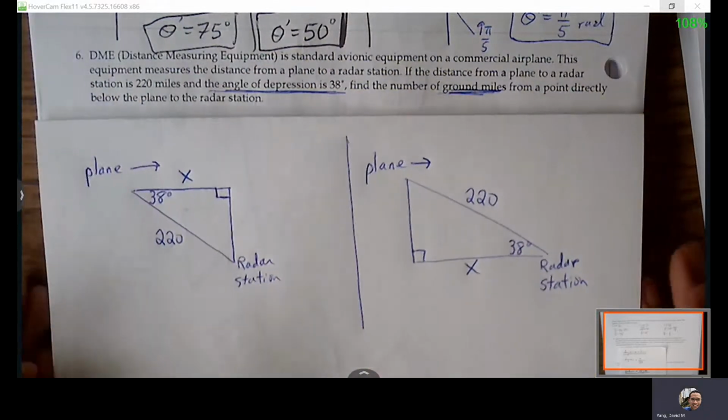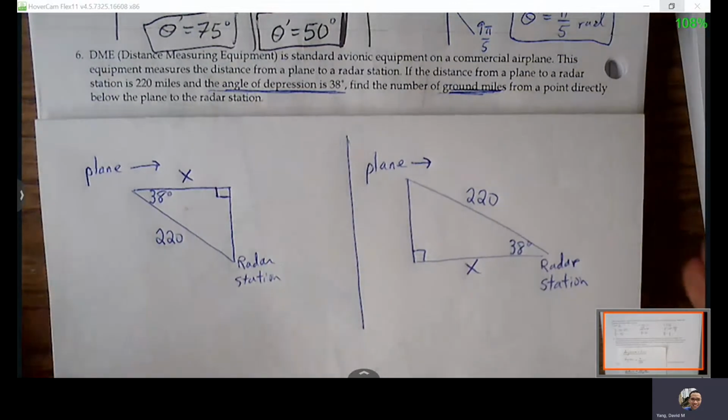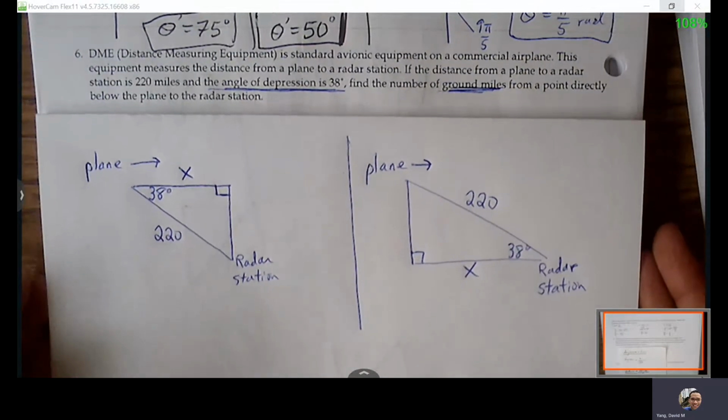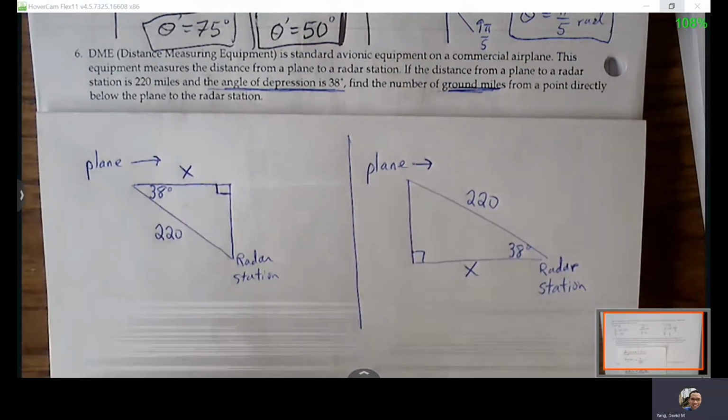So it doesn't matter how you draw the triangle, there's only one trig function you're going to use, which is cosine. Okay, try that.